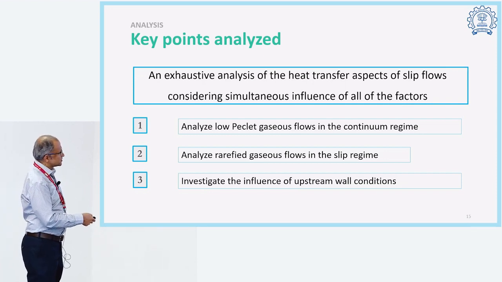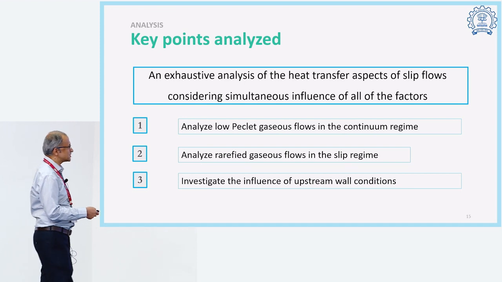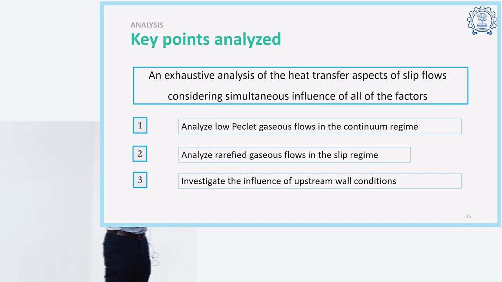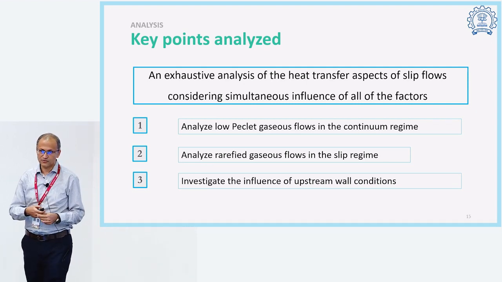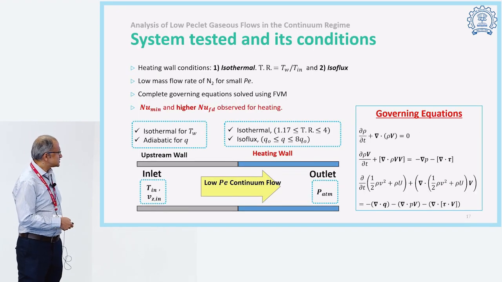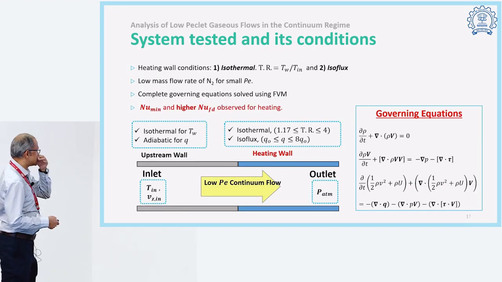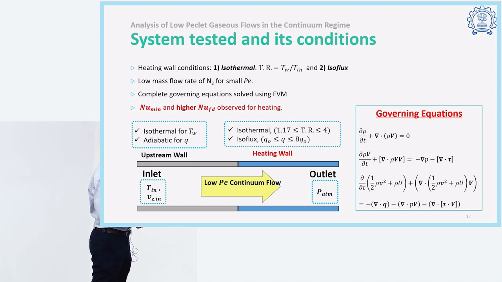So that's why, although this objective came after this, we are going to present it with first the low Peclet number gaseous flow results in the continuum regime and then in the slip regime, and also some influence of the upstream boundary conditions on the heat transfer. So this is the first section, where we see how the problem has been set up.